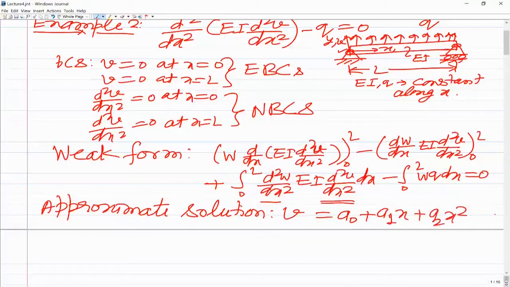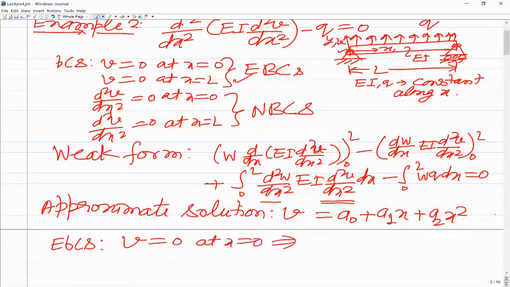Now before we can substitute this in the weak form, the requirement is that we satisfy the essential boundary conditions, that is the first two boundary conditions. So we are only looking at the essential boundary conditions. One is v equal to 0 at x equal to 0. So if you put v equal to 0 in this expression at x equal to 0, this term would be 0, this term would be 0, so you will have a0 equal to 0.